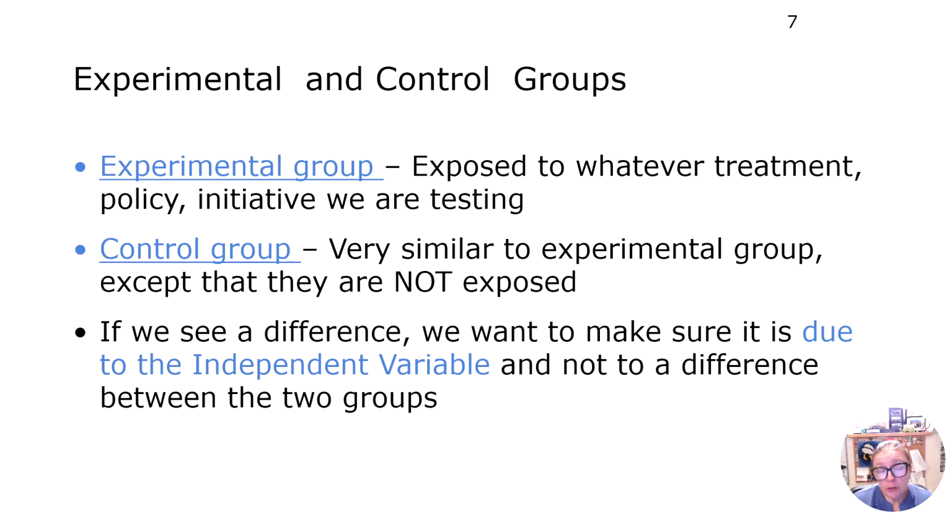Now we're going to have two groups generally, an experimental group and a control group. The experimental group is going to be exposed to the independent variable, whatever treatment we're testing, and the control group should look the same as the experimental group, but they're not going to get the intervention. This lets us determine if the intervention is the cause of the change, if the change in the dependent variable is due to the independent variable.